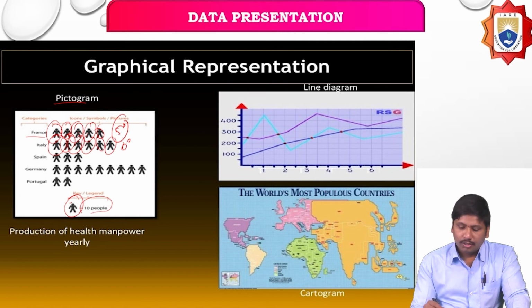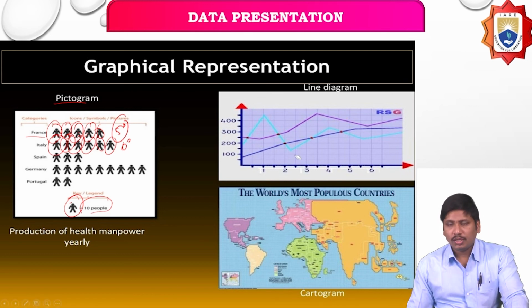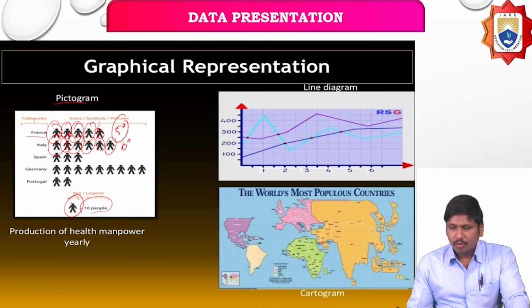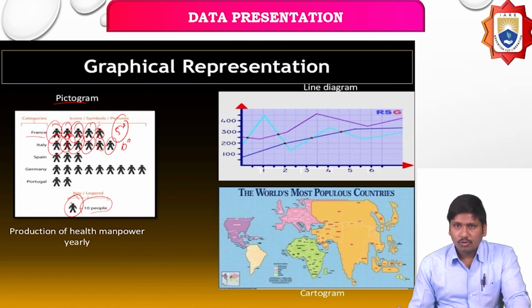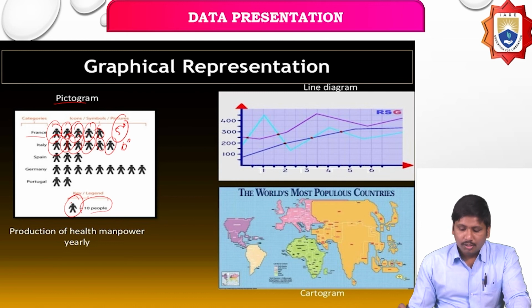So here in the line diagram we are going to maintain lines, that's why we call it a line diagram. Each line should be able to represent some kind of data. Normally we see this in cricket, for example the number of runs scored by India in each over. At that time I have to make use of this line diagram.